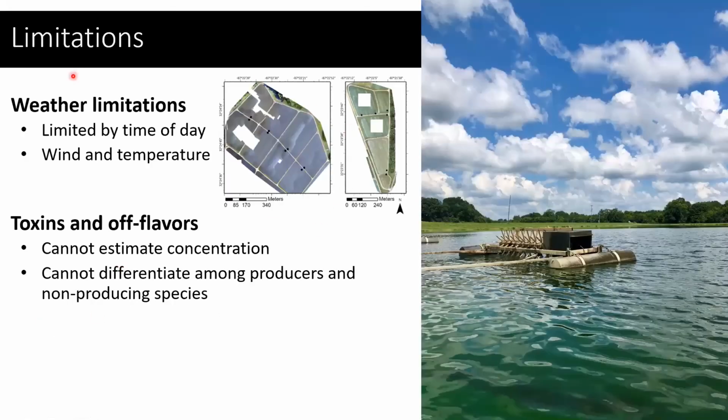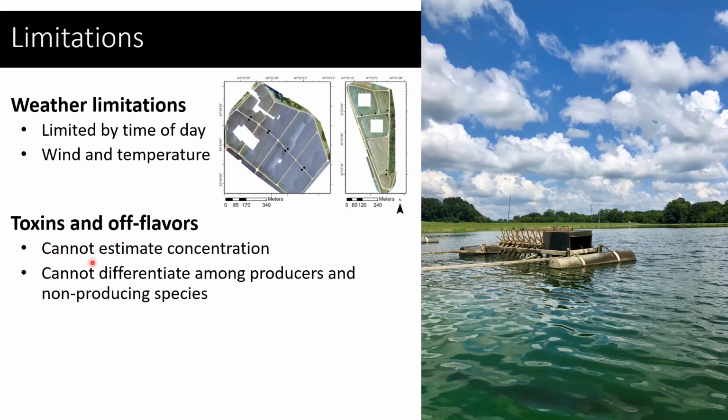Some of the main limitations are weather. So you're limited to flying in the morning and afternoon because you don't want to get the sun reflectance on your images like I did in this map right here. And you're also limited by wind and temperature. So for wind, particularly in this flight plan, the wind pushed the drone off of its desired flight plan, and then it made it really hard to stitch these images together. And then you can only fly the drone when the temperature is above freezing.